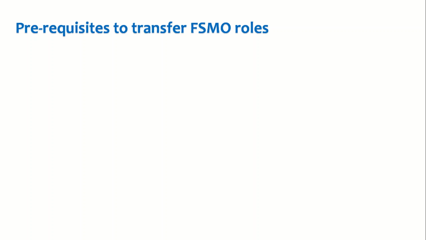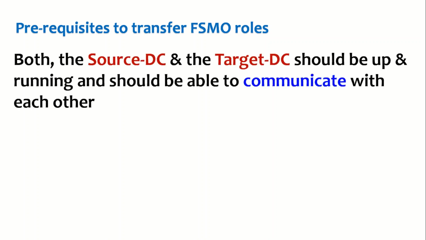So let's understand the prerequisites to transfer FSMO roles. Both the source domain controller and the target domain controller should be up and running and should be able to communicate with each other. So there are two prerequisites. Number one, the source domain controller and the target domain controller should be up and running. And number two, they should be able to talk with each other. They should be able to communicate with each other.